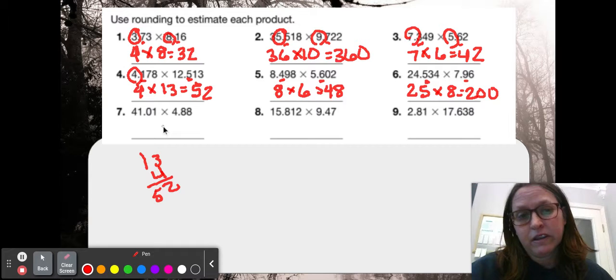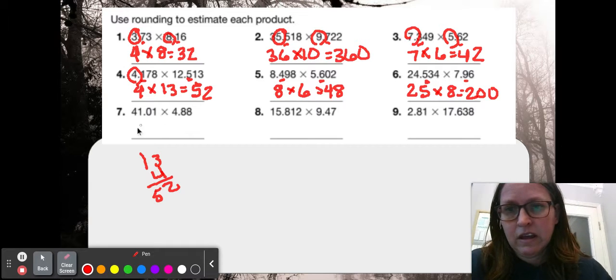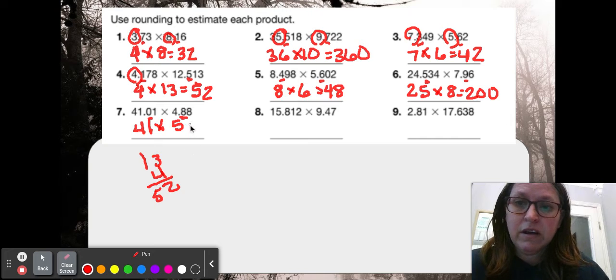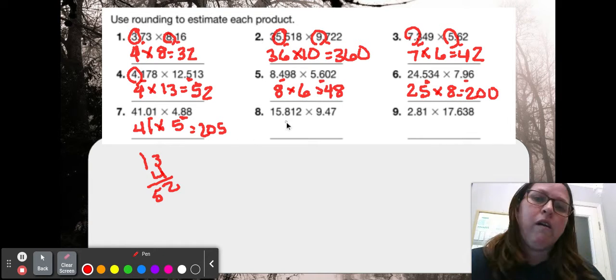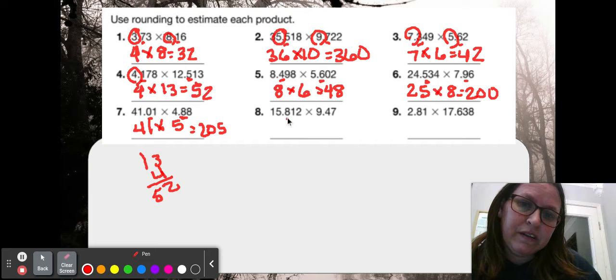Let's look at number 7. For number 7, the 0 right here tells me that my 41 will stay a 41. And this 8 right here tells me that my 4 will become a 5. So 41 times 5 equals 205.